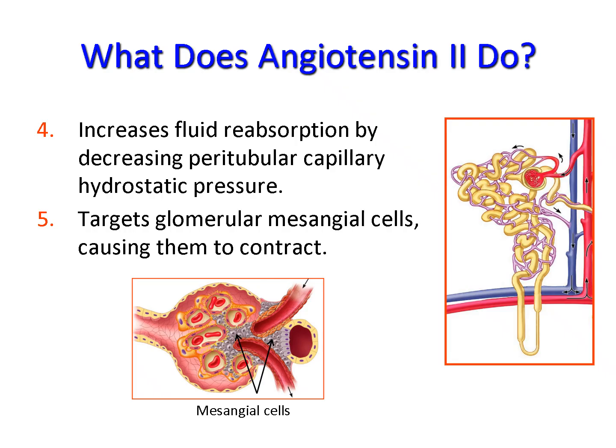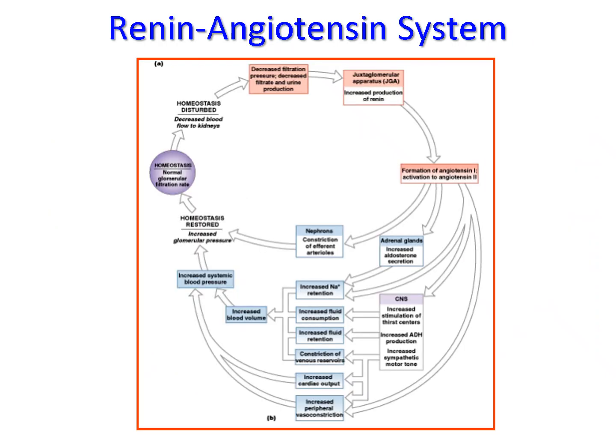It also reduces GFR by decreasing the total surface area of the glomerular capillaries for filtration. This is accomplished by targeting the glomerular mesangial cells, causing them to contract. The result is that GFR is reduced, and so is the amount of fluid lost in filtrate/urine. The diagram above summarizes the different ways that the renin-angiotensin system acts to maintain homeostasis, blood pressure.